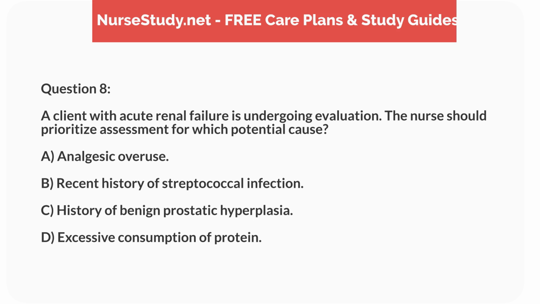Question 8. A client with acute renal failure is undergoing evaluation. The nurse should prioritize assessment for which potential cause? A. Analgesic overuse. B. Recent history of streptococcal infection. C. History of benign prostatic hyperplasia. D. Excessive consumption of protein.